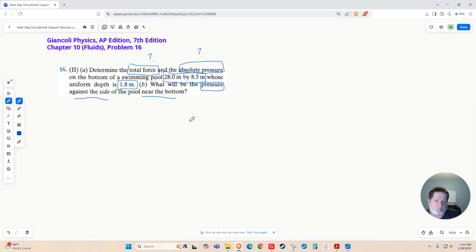Another problem solving strategy is draw a picture. So I'm going to draw a picture here so I know what we're working with. As you all know, I'm a fantastic artist. Go ahead and sketch that out. Our pool is 28 meters, one of the horizontal dimensions. We have 8.5 meters along another dimension, and then our height or depth is 1.8 meters. That's what we'll be working with.